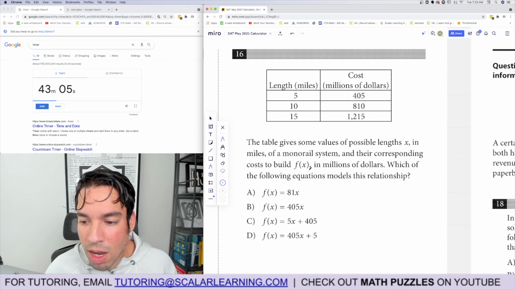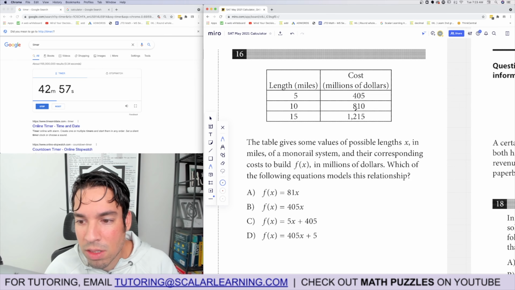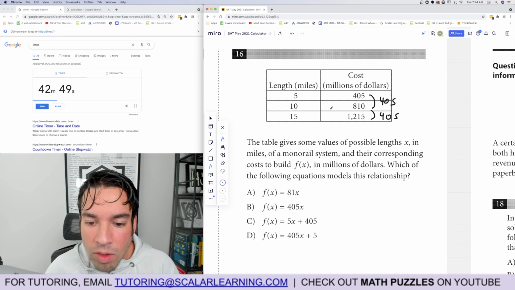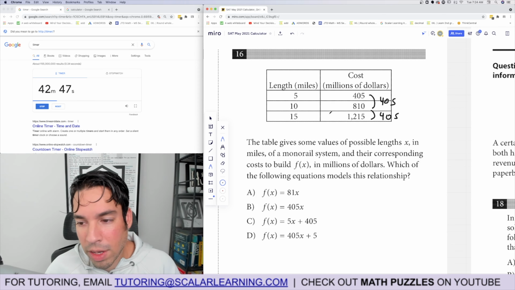Number 16. The table gives some values of possible lengths x in miles of a monorail system and their corresponding cost to build f of x in millions of dollars. Okay, hold on. It gives values of x in miles. So if it's 5 miles, it costs 405. 10 miles, it looks linear, right? Because every time it's increasing by 405. I'm just making that observation. Okay, yeah, it's definitely linear.